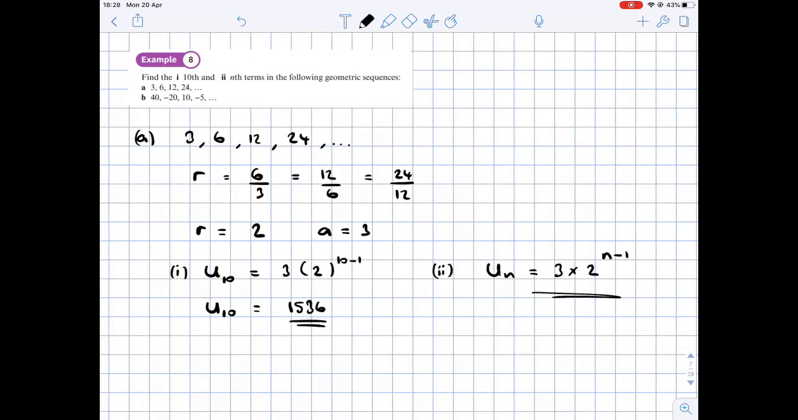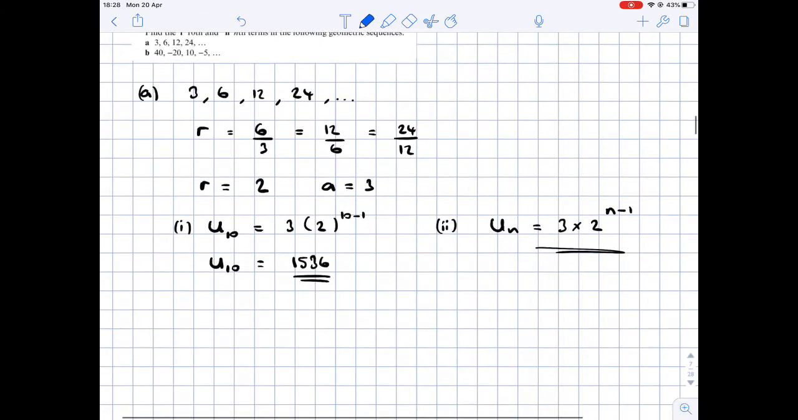Next, let's look at part B. For part B, our sequence is 40, minus 20, 10, minus 5. So here we can see that the sequence is getting smaller and it's oscillating between positive and negative. Again, to find the common ratio, we take a term and divide it by its preceding term. So in this case, the common ratio is minus a half.